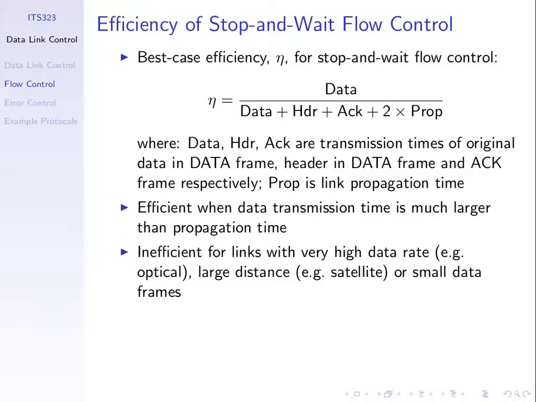Or if we have a link to a satellite up in space, 36,000 kilometers up, a very long distance, very long propagation delay, stop and wait can be very inefficient, very bad for performance. So sometimes stop and wait, as a flow control protocol, achieves its objective of not overflowing the receiver. It's very simple. Data, ACK. But it can be very inefficient in some cases. So we need an alternative, and that's what we'll go through.